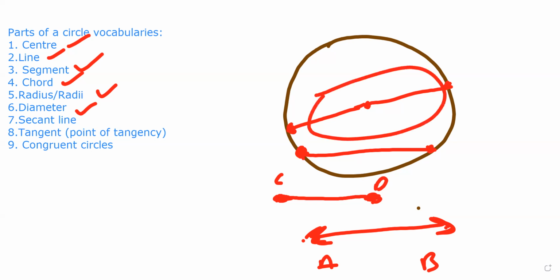We call it the diameter. The diameter cuts the circle and passes through the center. That's what makes it a diameter. But this doesn't pass through the center, so it's just called a chord. But at the end of the day, both figures have their ends on the circle. So both are a chord. One is a special type of chord.